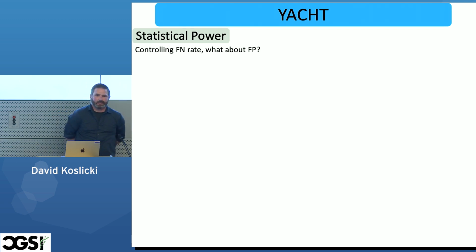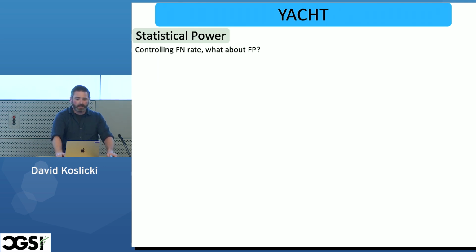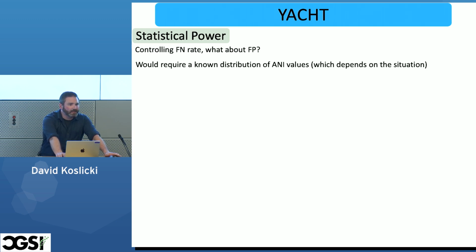So how good is this test? To be able to characterize that, we would need a statistical power. So we're controlling our false negative rate, as I indicated right here. 1 minus this false negative rate is this alpha. So what about false positive rate? Unfortunately, to characterize that, you would need some distribution of known average nucleotide identities.